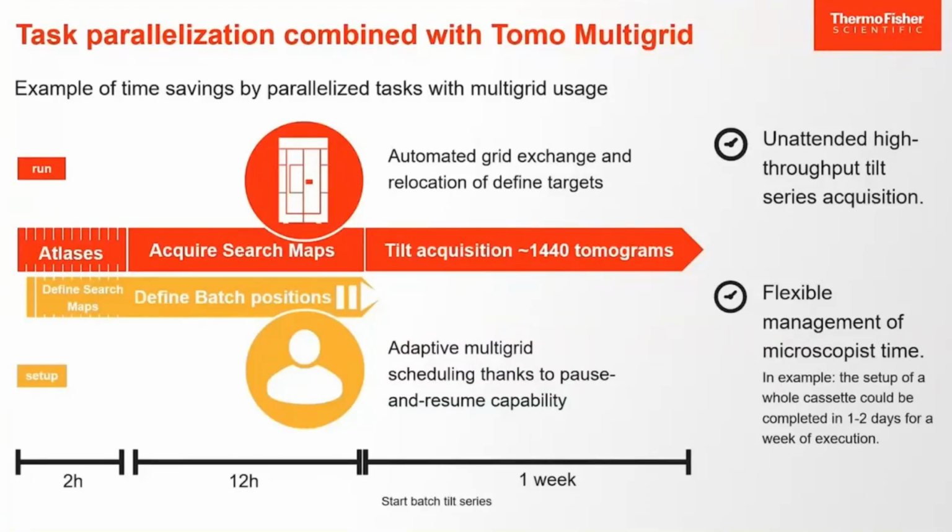Especially when you use Tomo multigrid, you can collect multiple atlases of all the grids in a cassette. You can in parallel already define search maps, as I mentioned in my previous slide. And while acquiring search maps, you can already define the batch positions. That is, again, a very efficient thing to do.